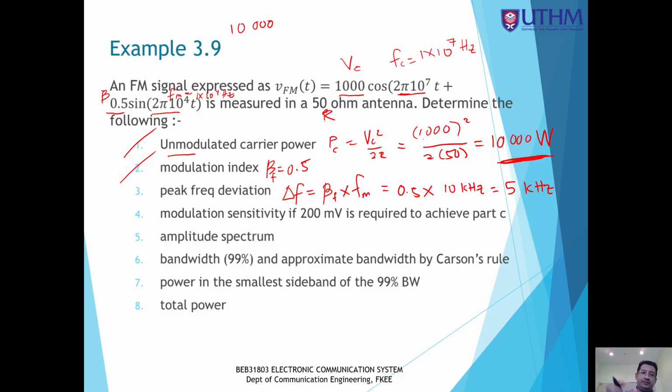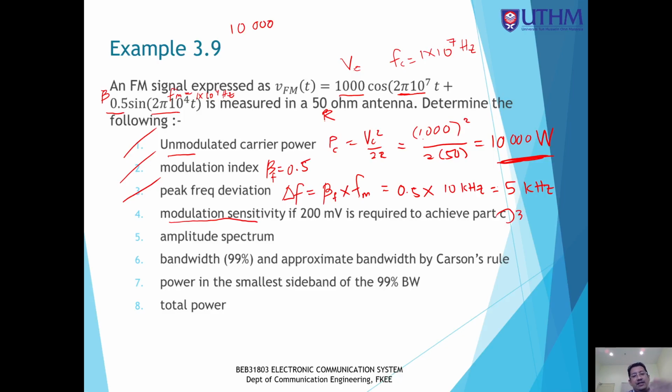And then what? So class, if you have questions, please ask. Otherwise, I will move to the next sub question. The next sub question number 4 asks you to find the modulation sensitivity parameter if 200 millivolt is required to achieve part C. Part C here is actually question number 3. So you are asked to determine the modulation sensitivity parameter, which is KF.